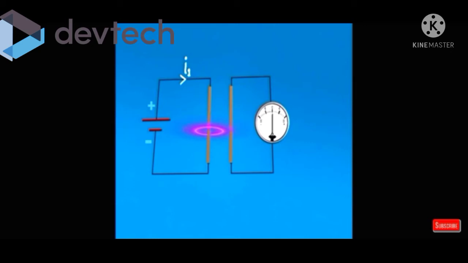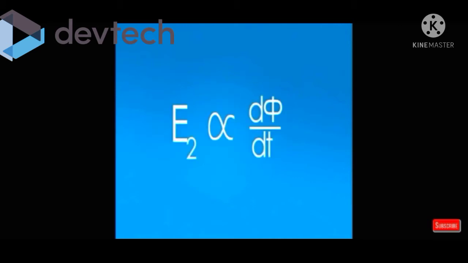Further, we can also see that EMF is again induced in the second conductor when we remove the battery. This is because of the reduction in flux density around the first conductor, and the second conductor tries to oppose this change in flux as per Faraday's law of electromagnetic induction. The magnitude of EMF induced is given by E2 is directly proportional to d phi by dt.